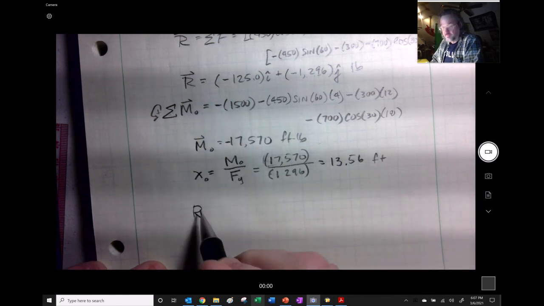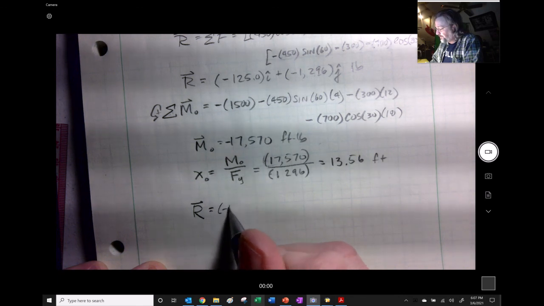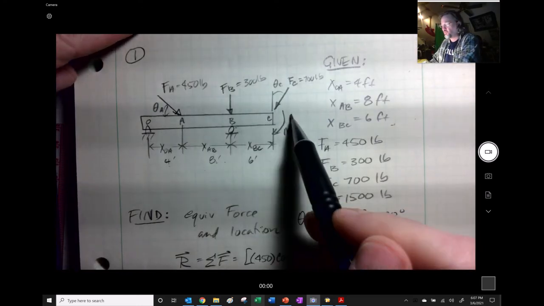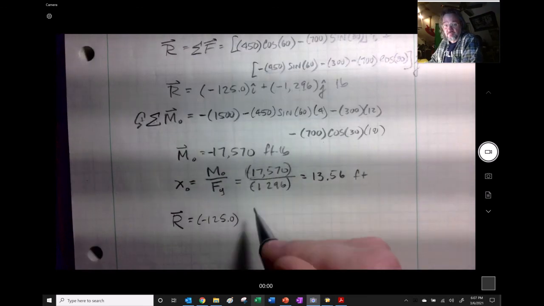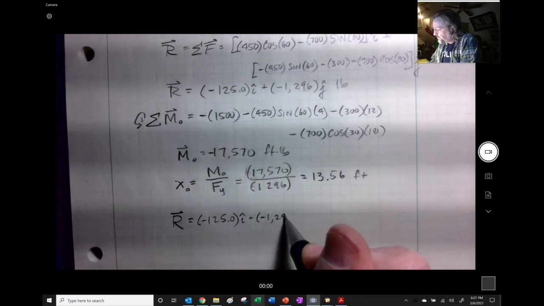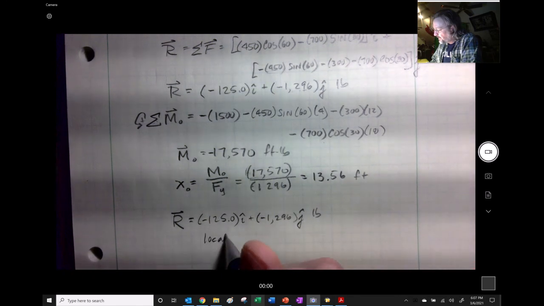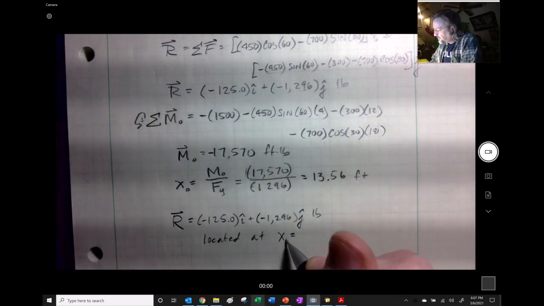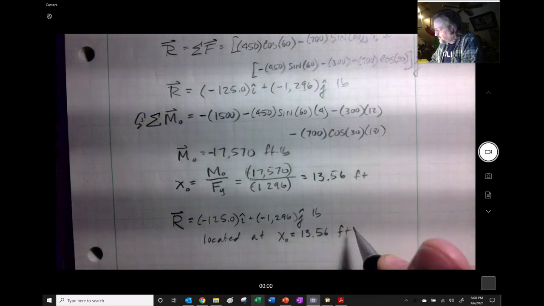All right, so the answer is the resultant force should be negative 125.0, which we're assuming this beam's width doesn't matter, we're neglecting it. And negative 1,296j pounds located at X equals, I guess I'll call it XO, X equals 13.56 feet.